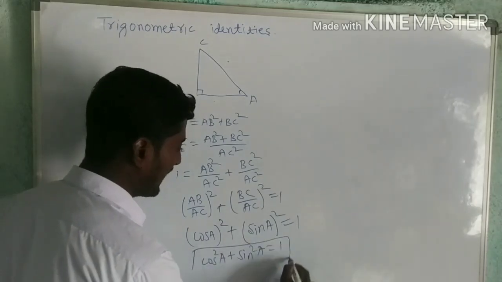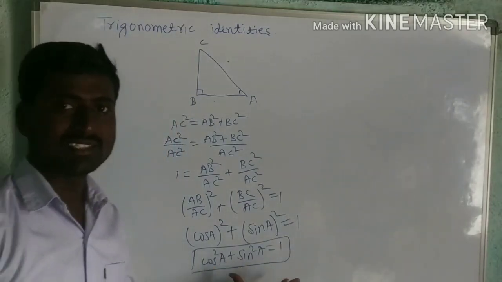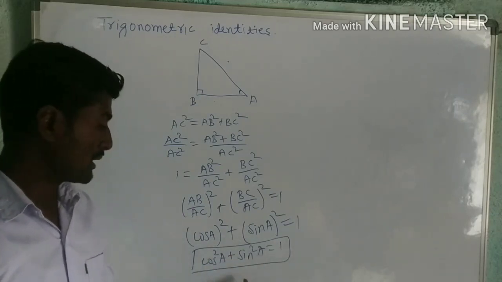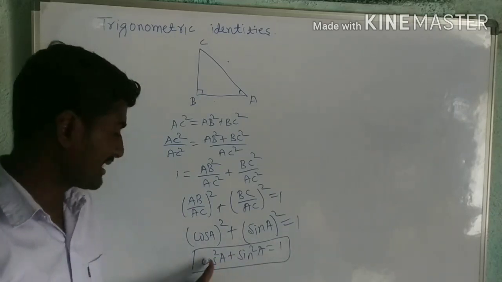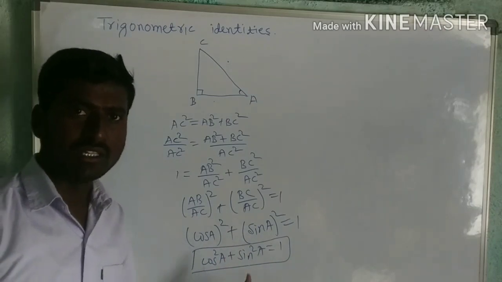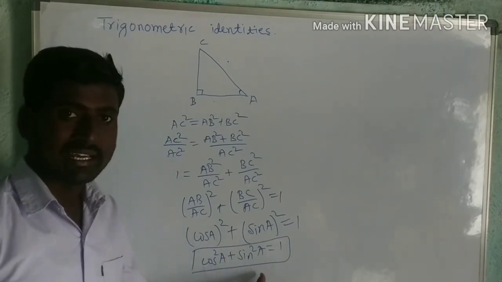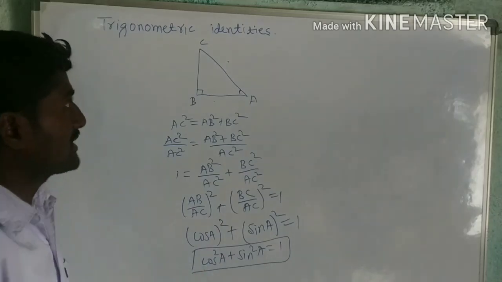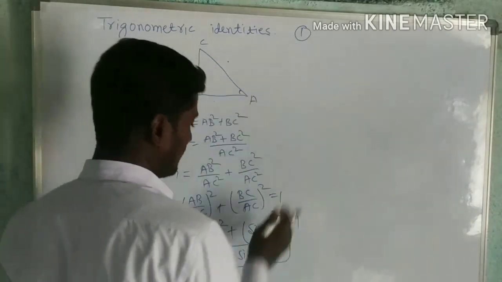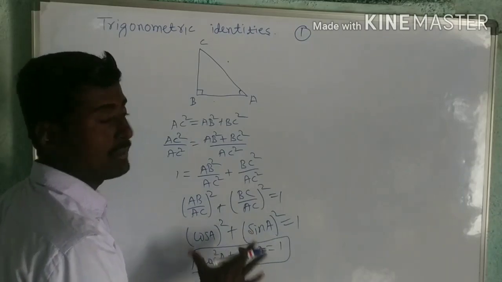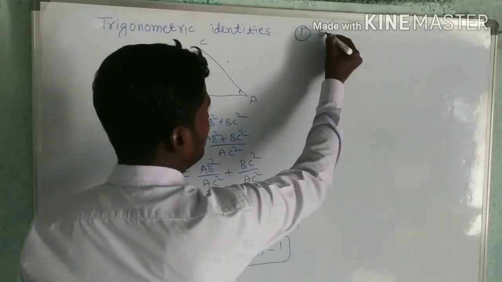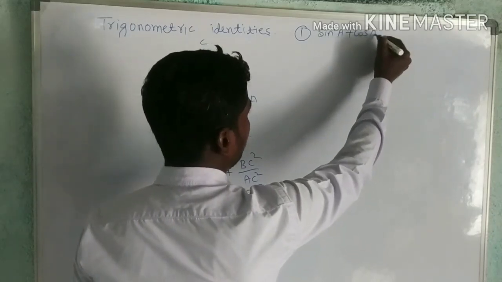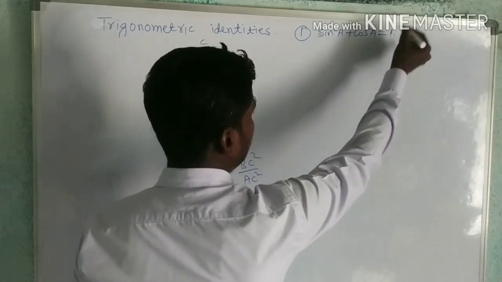This is one identity. That means this is a trigonometric equation which involves trigonometric ratios, because it contains a trigonometric ratio. That's why you can call it a trigonometric equation or trigonometric identity. This is the first identity I got, this is the standard formula. You have to remember this. That formula is: sin square A plus cos square A is equal to 1. This is the first formula.